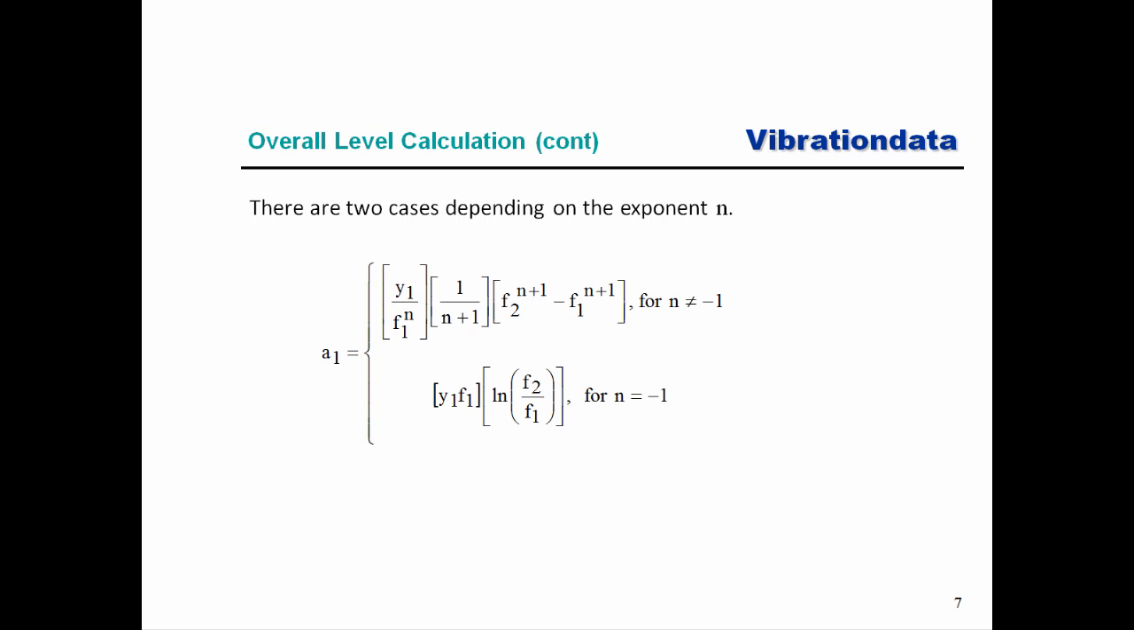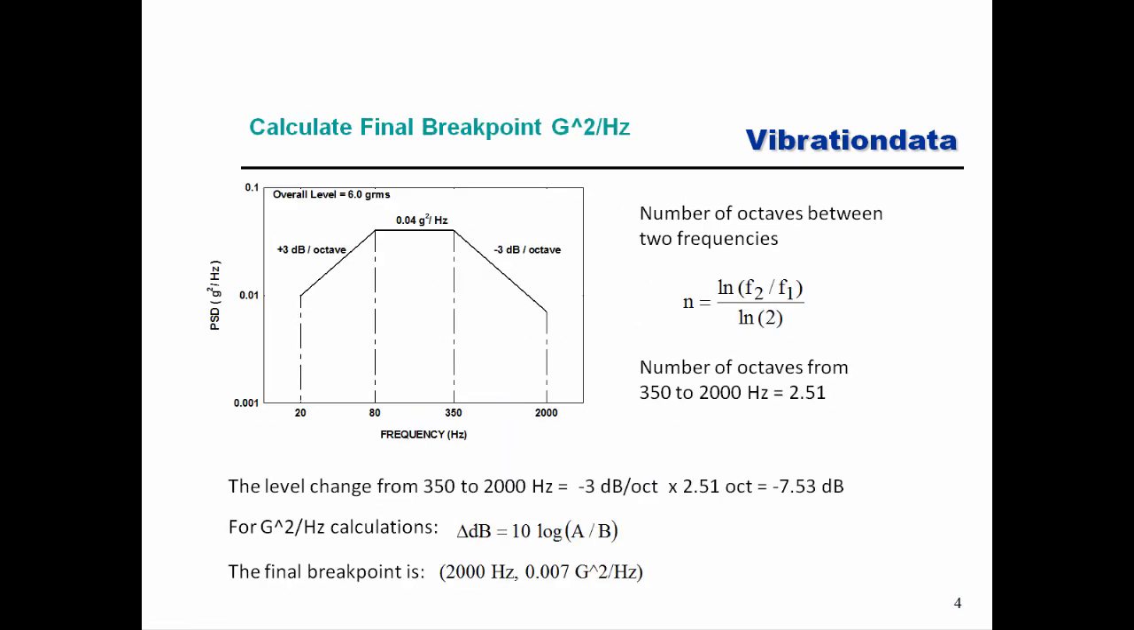Now for the very special case where n is exactly equal to minus 1, then we have this term with a natural logarithm function. And it turns out that a slope of n equal to minus 1 is minus 3 dB per octave. That's what that special case is. Well, if you go back to this plot here, it just so happens we have a special case of minus 3 dB per octave. Somewhat infrequent, but we do occasionally run across that slope case.